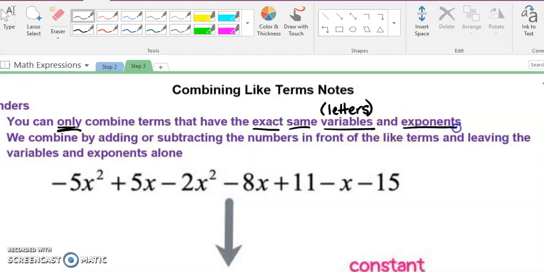And exponents. We combine by adding or subtracting the numbers in front of the like terms and leaving the variables and exponents alone. That means we don't change the variable. It stays the same. If I start off with 5x and 2x, I'm going to have 7x. I'm not going to have 7x squared. That wouldn't make sense. You keep the same letter every time.